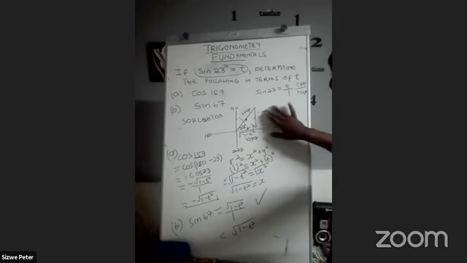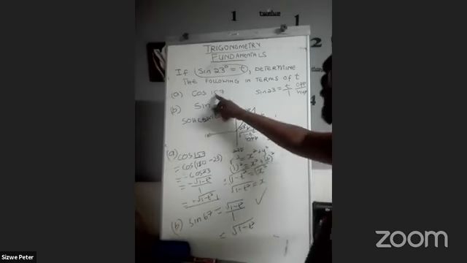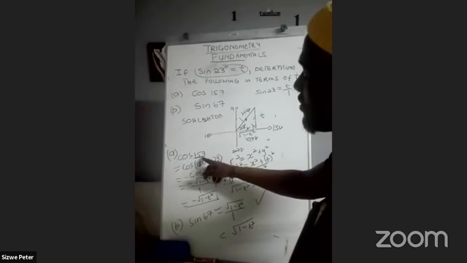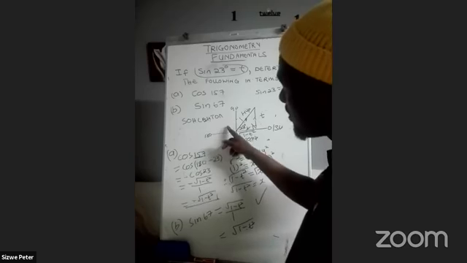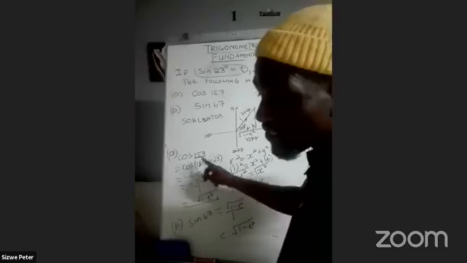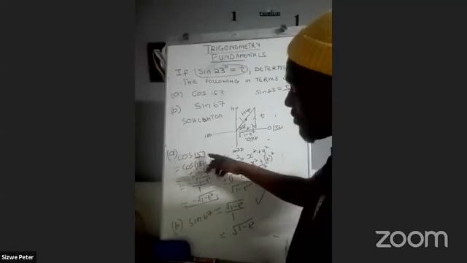Let me erase this. Okay, the first one is cos 157. Here is cos 157. Which quadrant is 157? It's the second quadrant. The condition for the second quadrant is 180 minus. 180 minus what? 180 minus 157. It must give me that now.